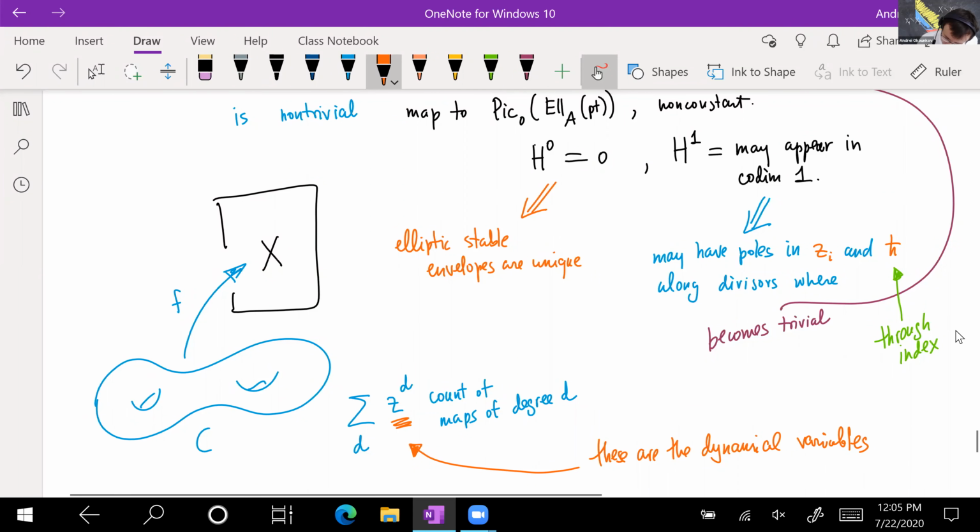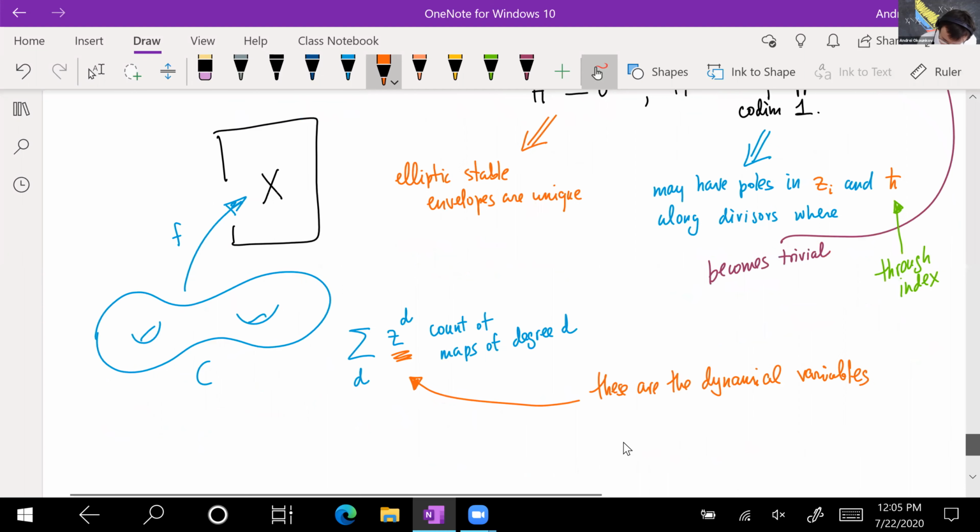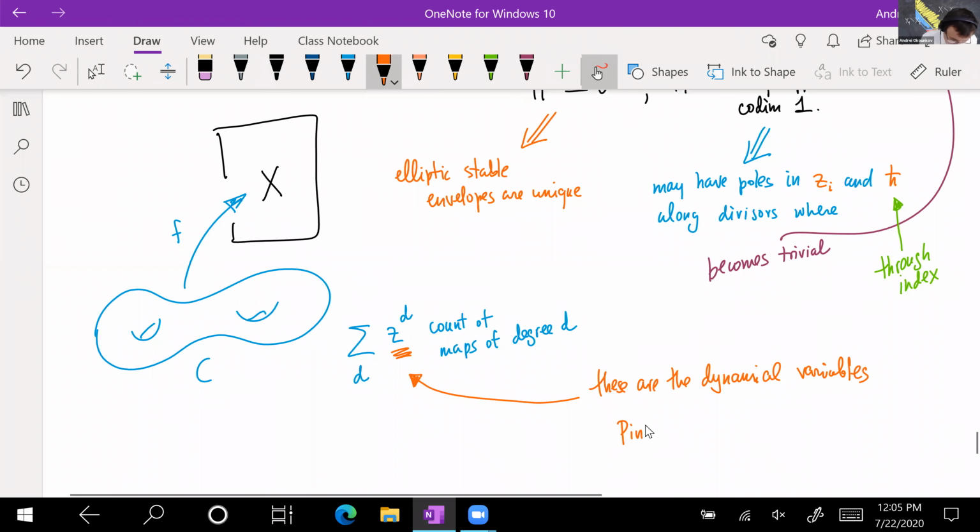The dynamical variables, you think about where they sit in Pic(X). Well, here they sit in Pic(X) tensor Z with C star. But then if we further reduce it mod q to the Z, then we're going to get there.